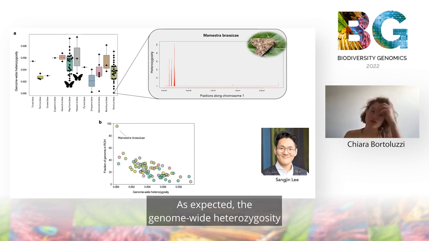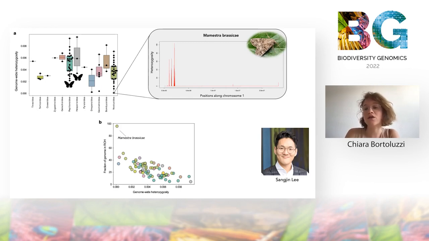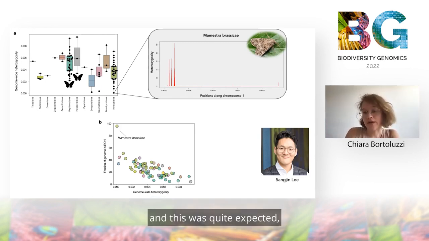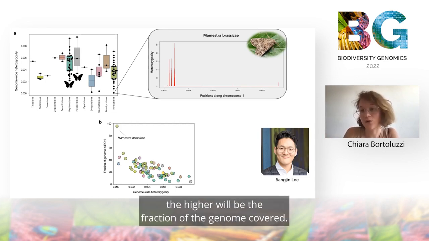As expected, the genome-wide heterozygosity was negatively correlated with the fraction of the genome that was in runs of homozygosity, so in these stretches that are completely homozygous. And this was quite expected because indeed, the higher the number of these runs, the higher will be the fraction of the genome covered.